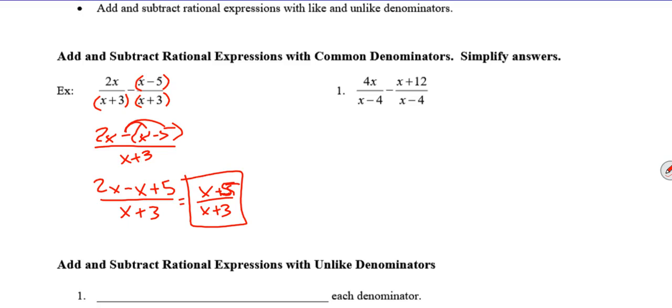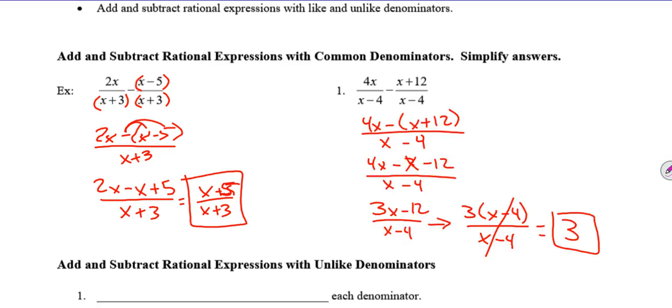Just make sure if it's subtraction that you're distributing to the entire numerator. If your denominators are the same, just go ahead and add or subtract the numerators. Alright, so pause the video, try number 1. Okay, here should be the answer to number 1. You should get a 3.